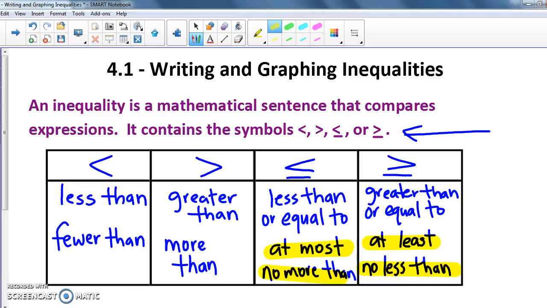And then over here, if we look at at least, if something is at least a certain number, like you have to be at least, I don't know, 10 years old to go to this camp. 10 years old, at least 10 years old. Well, you can be 11, you can be 12, but you have to be at least 10. That's going to be greater than or equal to, because you can be bigger. You can be greater than. Okay, so make sure you have that copied down. We're going to go ahead and look at an example.